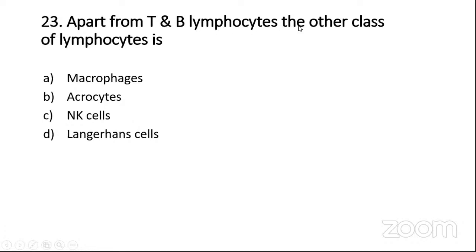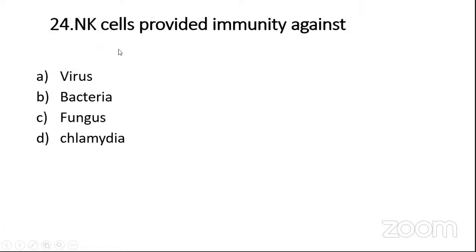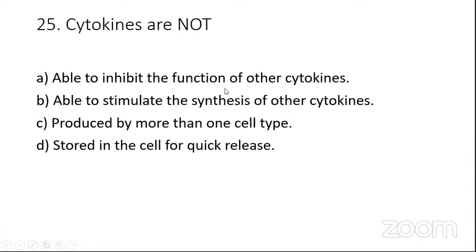Apart from T and B lymphocytes, the other class of lymphocyte is NK cell. NK cells. Good. NK cells provide innate immunity against viruses. Cytokines are not able to inhibit the function of other cytokines, able to stimulate the synthesis of other cytokines, produced by more than one cell type, stored in the cell for quick release. It is not. It can inhibit and stimulate or not. It is not usually stored in the cell. It will be only produced instantaneously after an antigen stimulus.